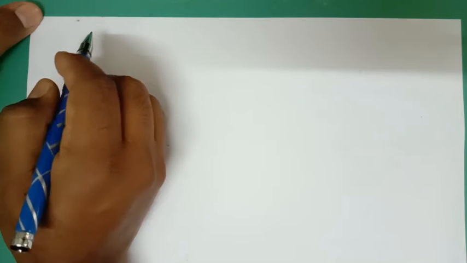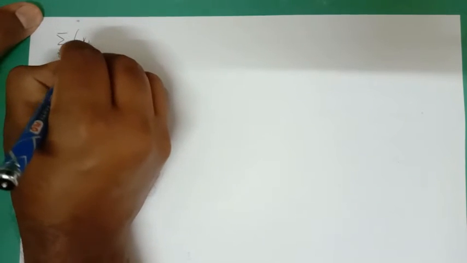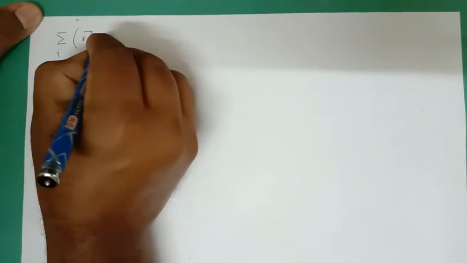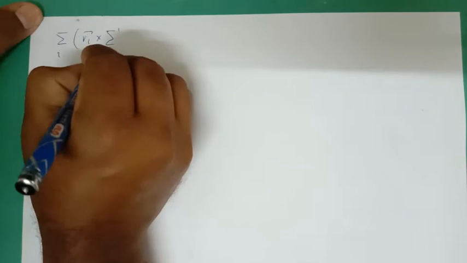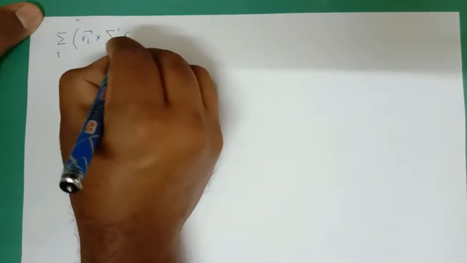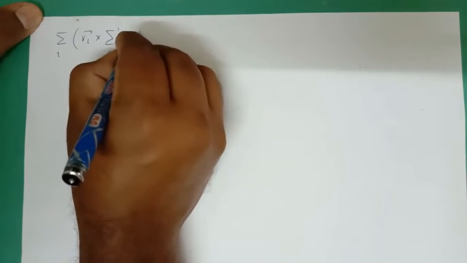But from equation 7, how to write the second term? Summation over i, Ri cross summation over j. So I can write this term again over here: summation over i, Ri bar as it is, cross summation prime over j, Fij internal. So how to write this term again?